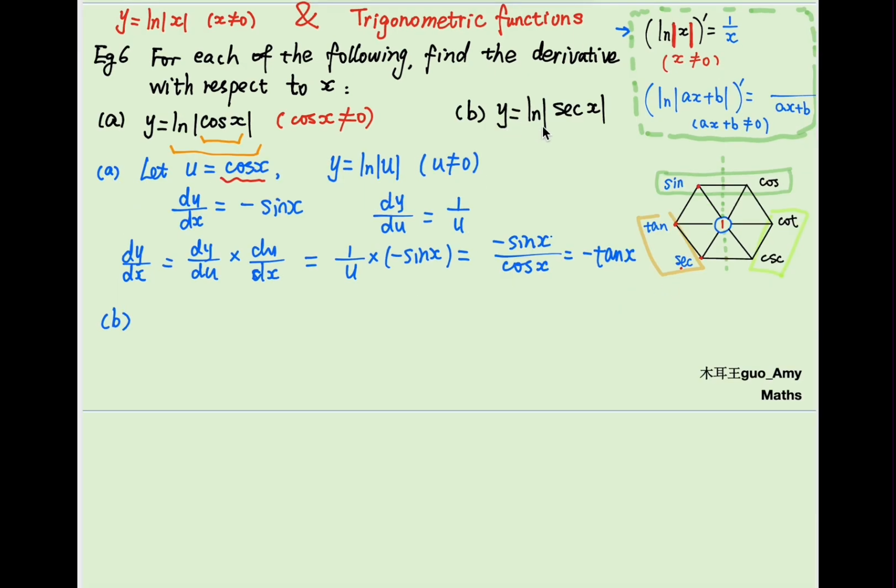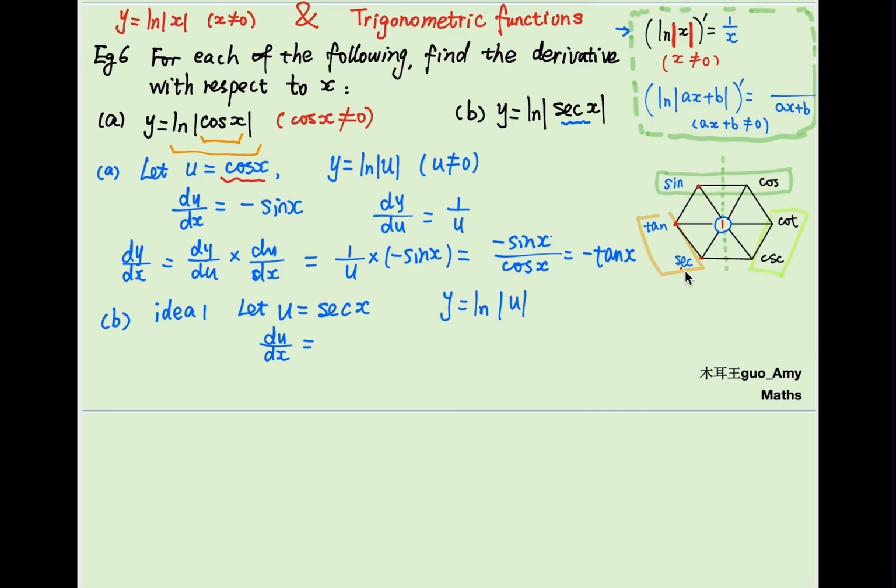Part B: y equals ln absolute of sec x. This is very similar to part A. If we are familiar with the derivative of sec x, then we can use the above idea. Let u be sec x, and the outer function will be ln absolute of u.